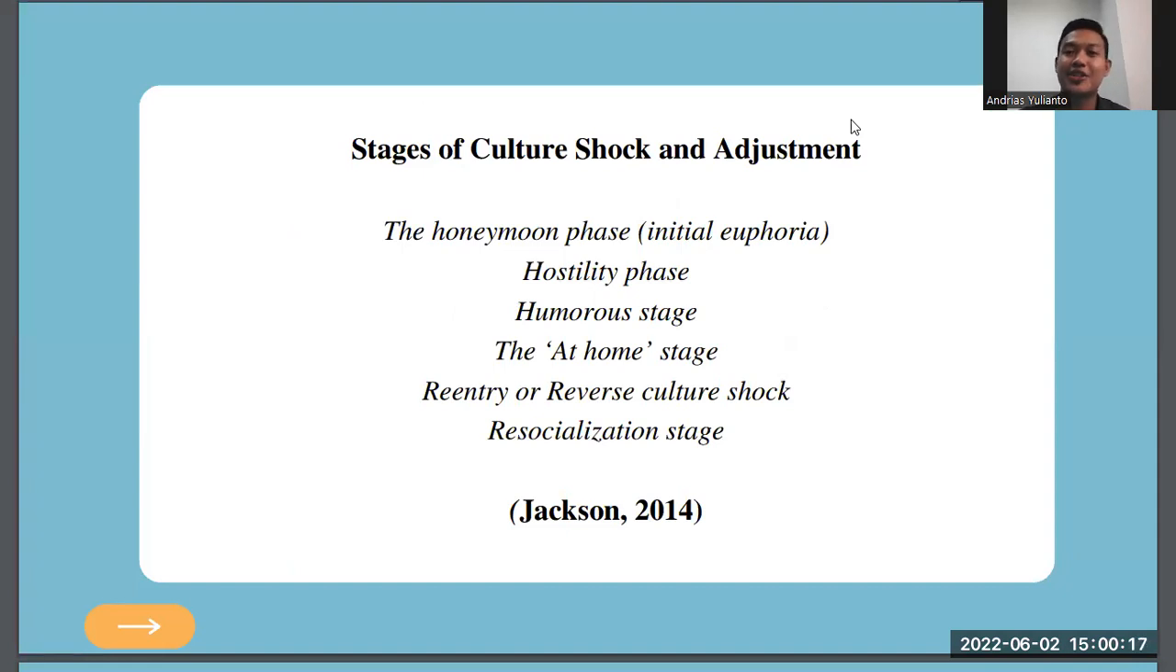Stages of culture shock and adjustment. The honeymoon phase is when we first arrive in the host culture. The curve model suggests that we are most excited and looking forward to seeing what happens next. This is the early stage.